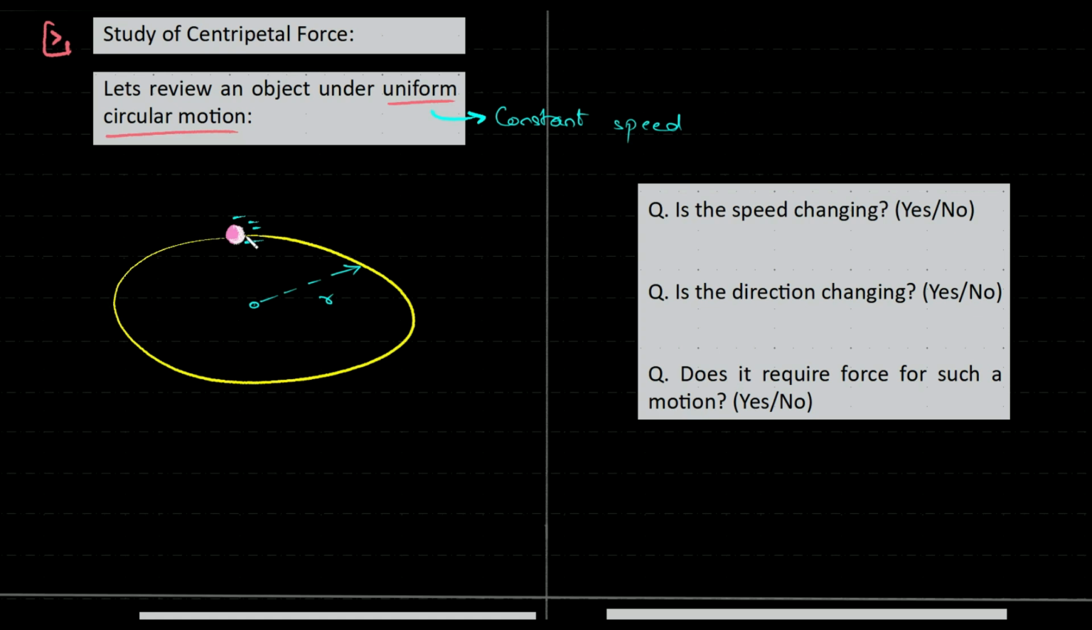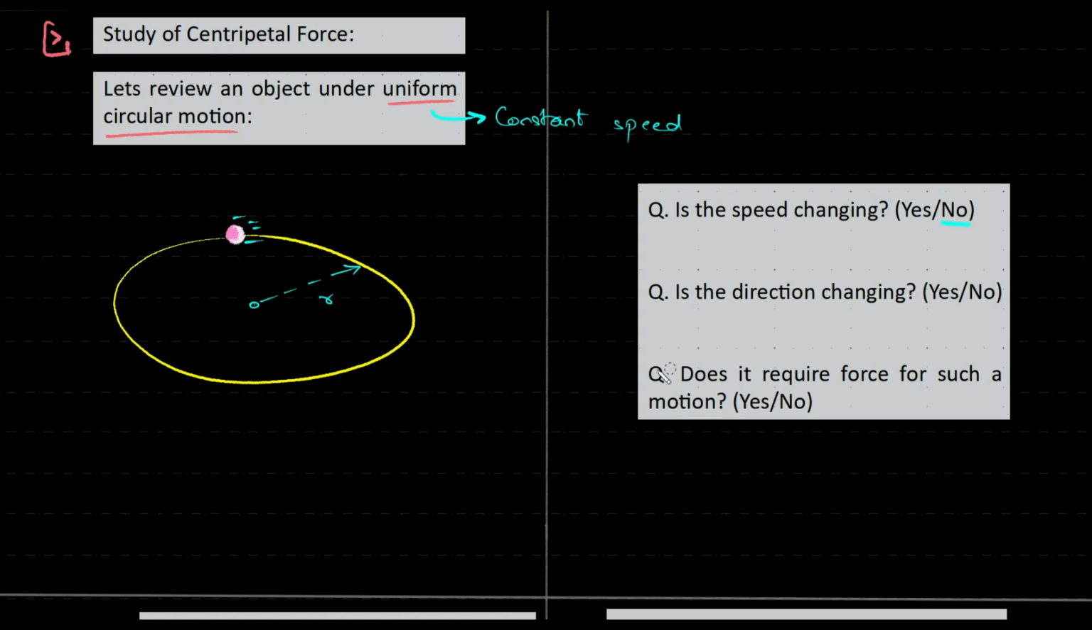Now, on this, I have few questions which will help us understand centripetal force. The first question being, is the speed changing? An object in a uniform circular motion, is its speed changing? Clearly no. That's the whole idea behind uniform circular motion. So answer is no over here.